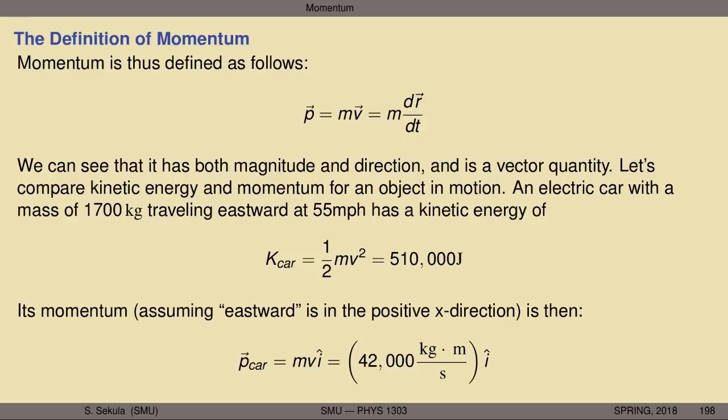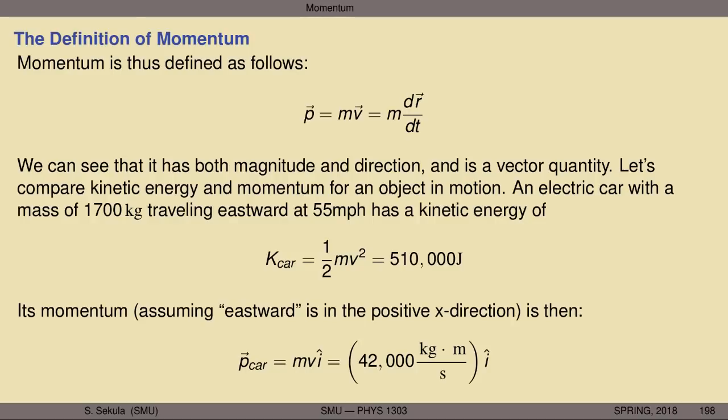So in terms of momentum, the car has a numerical quantity of momentum of 42,000. Now, what are the units on that? Well, they're kilograms times meters divided by seconds, mass times speed, kilogram meters per second. All right, so we see that these are both big numbers.